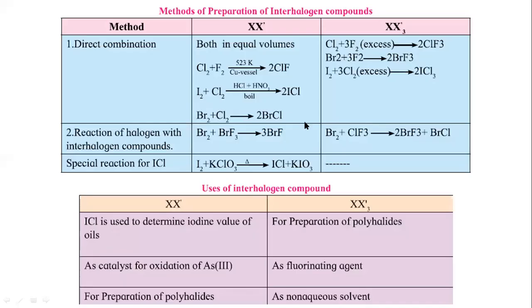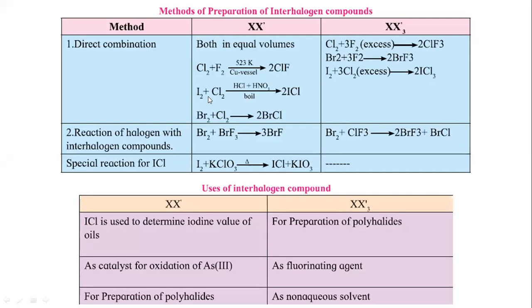Then this is important for the examination purpose: how these interhalogen compounds are prepared. This is a direct combination when the Cl2 molecule and F2 molecule, in equal volumes, at the temperature 523 Kelvin, in a copper vessel, this reaction is carried out. We get the interhalogen compound of chlorine and fluorine, 2 ClF.